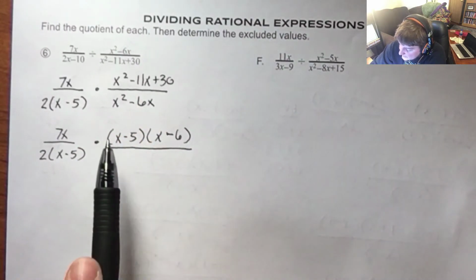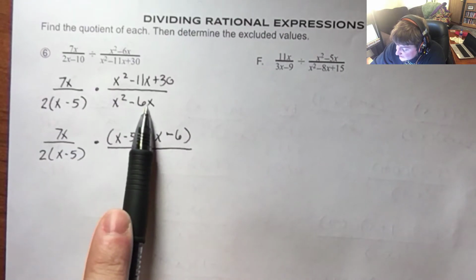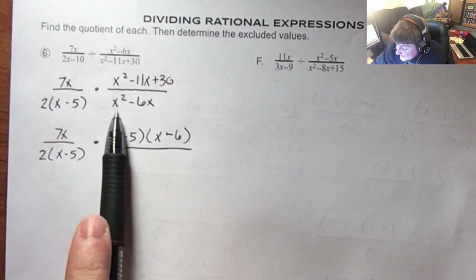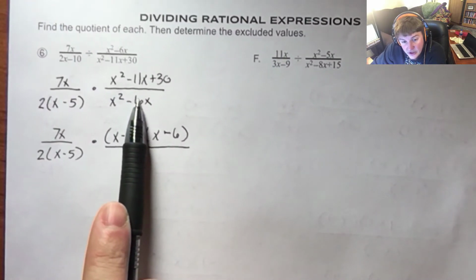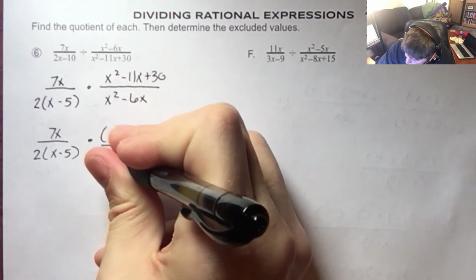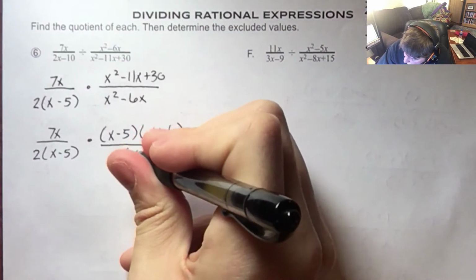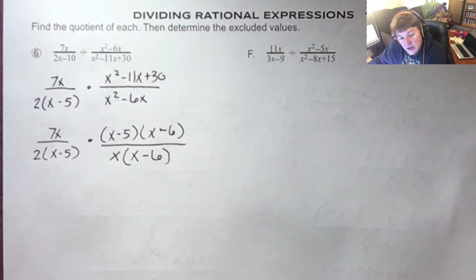Okay, and then here, x squared minus 6x. We're looking for common factors here. We only have 2 terms, and it's not a difference of squares. Even though this is a perfect square, 6x is not a perfect square. So we're just looking for greatest common factor, which we can pull an x out, and then be left with x minus 6. Okay, so now we're looking for common factors vertically and diagonally.